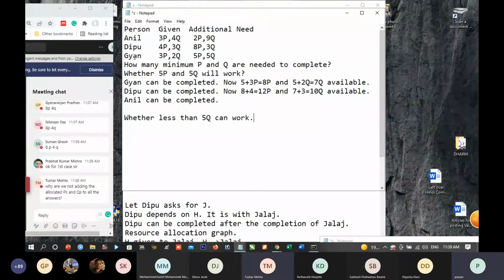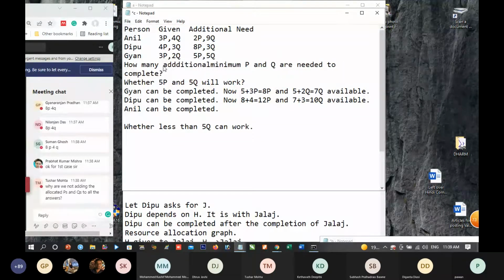So, sir, for your question, we just had to answer what is the additional need of P and Q. Like for overall, all the given values are also included. Yes. At present, we are simply asking how many minimum P's and Q's are needed to complete, means additional. Yes, minimum additional. Yes, fully correct. Okay, sir.